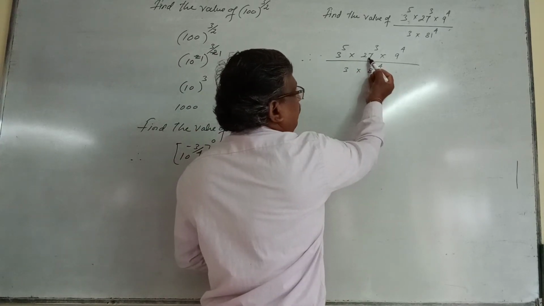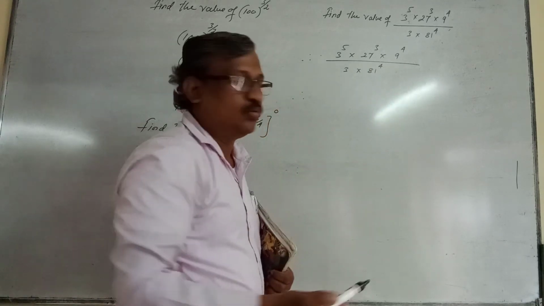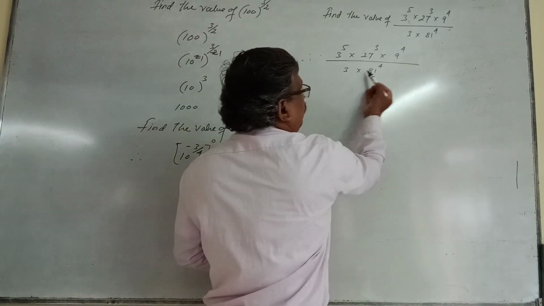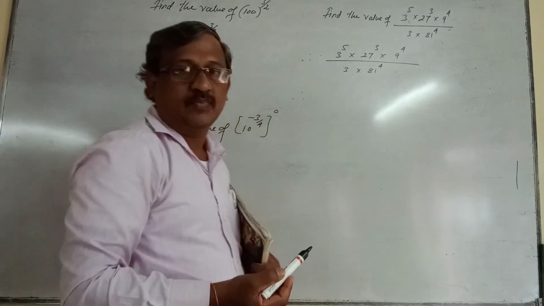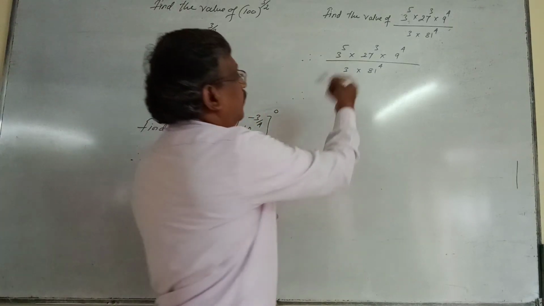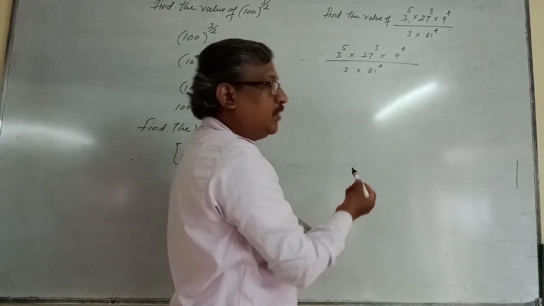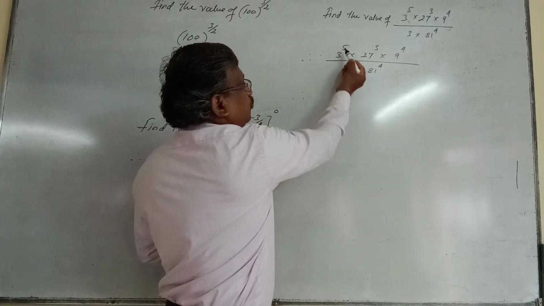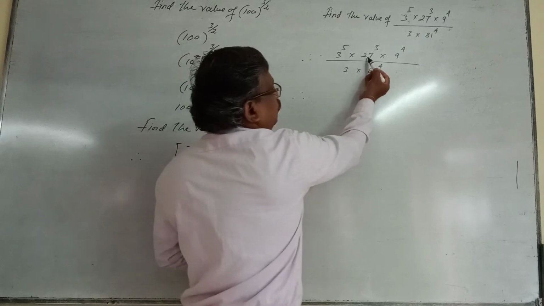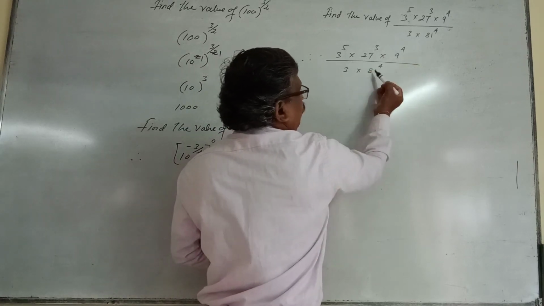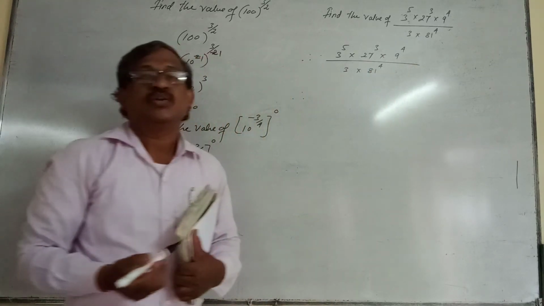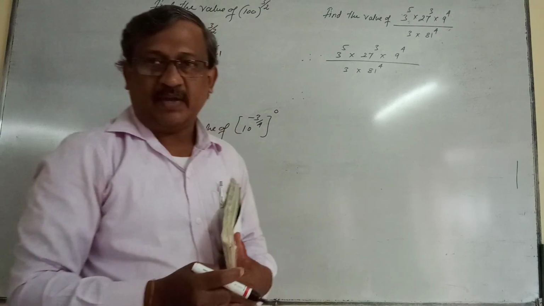The next base is 27. Do we find 27 again here? No. The next base is 9. Can you see base 9 here? No. So for the 3 and 3 we can solve, but this we cannot solve. These two values, 3 raised to 5 and 3, we can solve, but 27 raised to 3, 9 raised to 4 and 81 raised to 4 we cannot solve, because I won't get the base same.